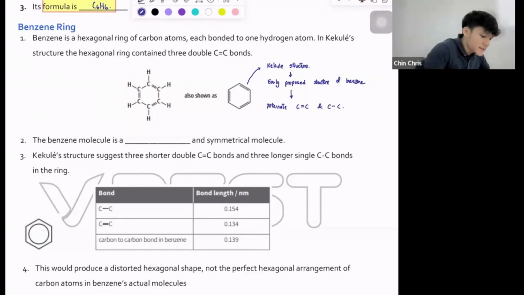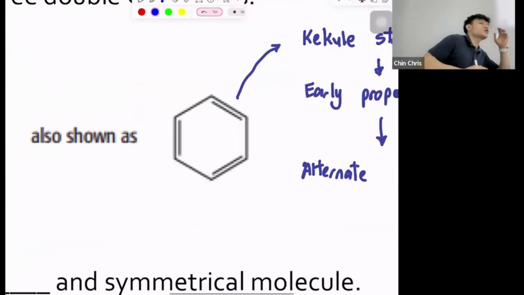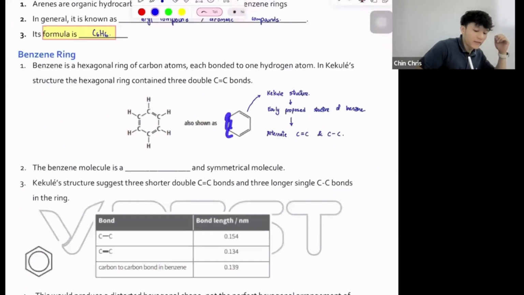Guys, you see benzene is a hexagonal ring of carbon atoms, each bonded to 1 hydrogen. The Kekule structure of the hexagonal ring contains 3 double C bonds. But what happens is, if you were to draw your benzene this way, you should remember, if you look at a double bond and a single bond, which bond is stronger? The double bond is stronger. Why? Because you have 4 electrons shared here, and this is only 2 electrons shared, correct? So in the structure of benzene, the double bond is stronger and the single bond is weaker.